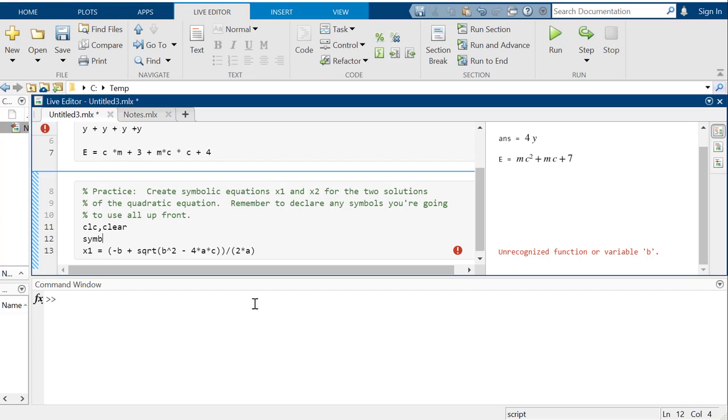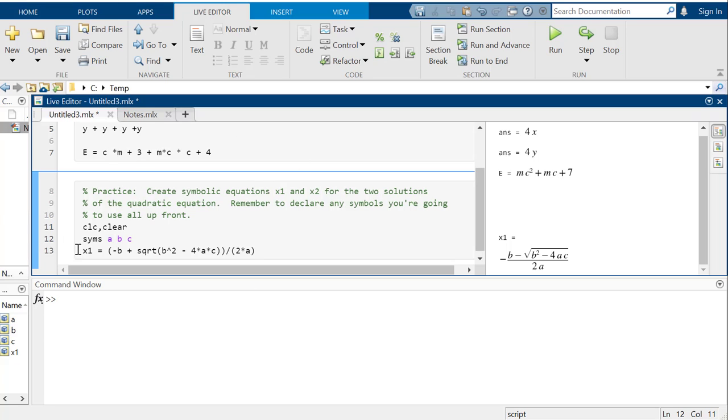So remember, I need to go ahead and declare my symbols, so a, b, and c. I don't think I need to declare x1 because once I set a, b, and c, this is obviously a symbol. You can see by the little picture there that it knows that x1 is a symbol as well. But look, it's pretty.